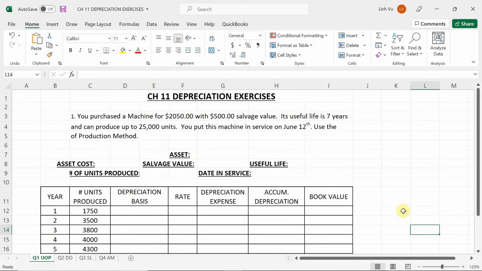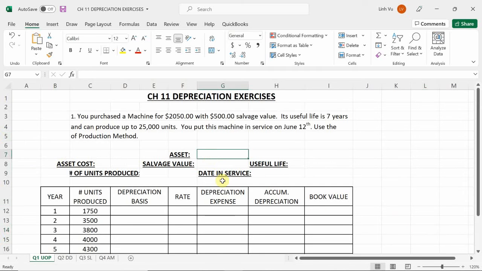So in this case, you purchase a machine for $2,050, with $500 salvage value. Its useful life is 7 years, and it can produce up to 25,000 units. And of course, you put this machine into service on June 12th. Use the units of production method. So here you go, we know what our method is.